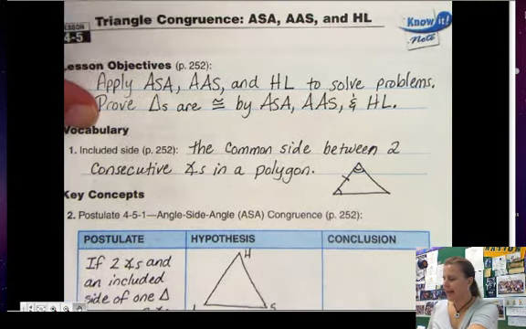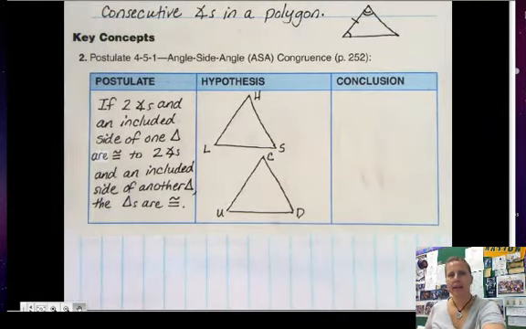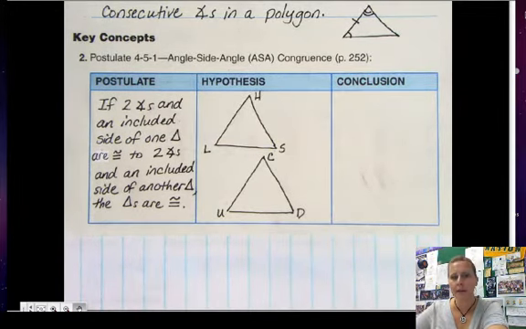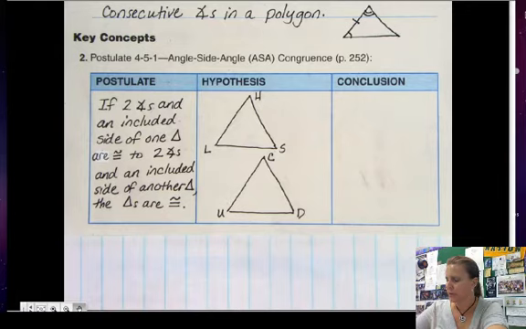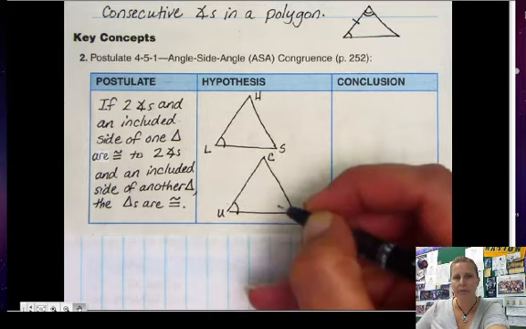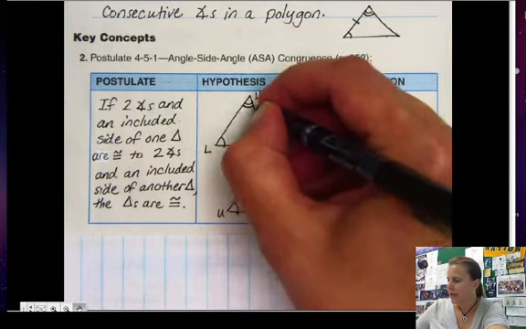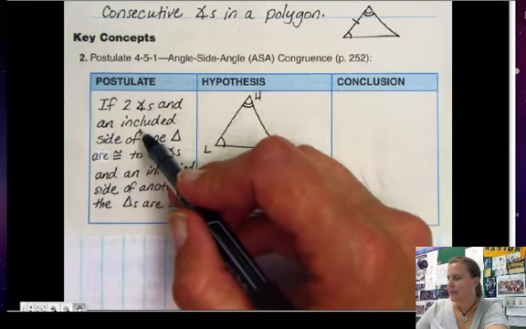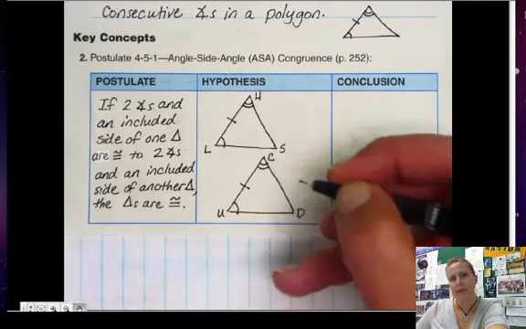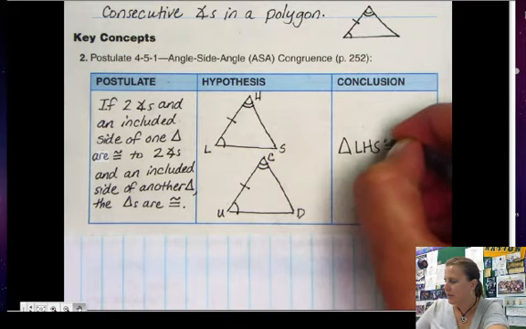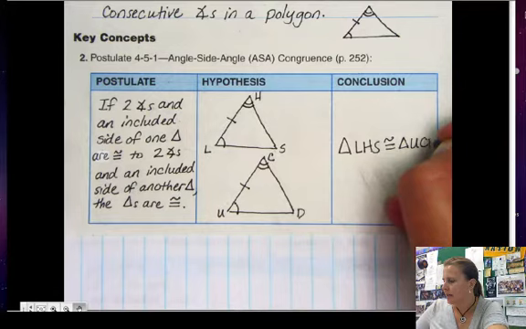So first of all, ASA. ASA stands for angle, side, angle, and it says if two angles and an included side of one triangle are congruent to two angles and an included side of another triangle, then the triangles are congruent. So for example, if I'm told that angle U and angle L are equal, and I'm also told that angle H and angle C are equal, so there's my two angles, and then I also need the included side. So that would be here and here. So if I'm given that information, then I know that triangle LHS is congruent to triangle UCD.